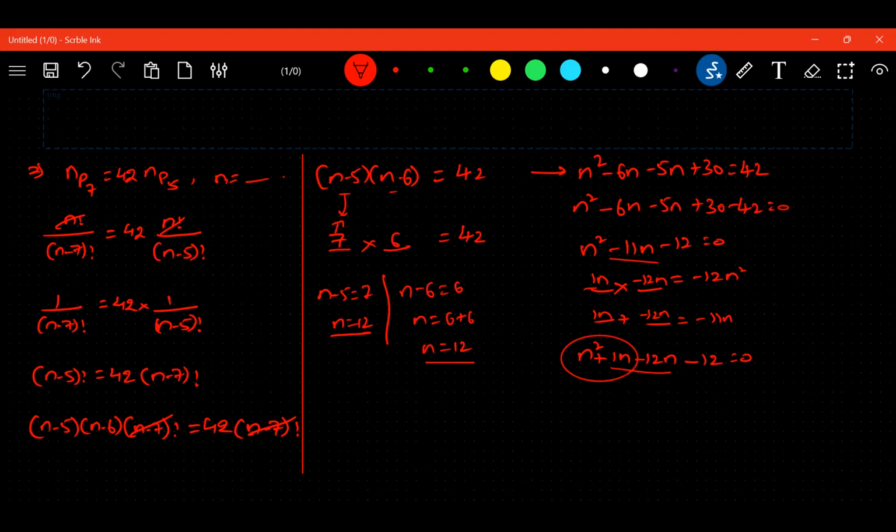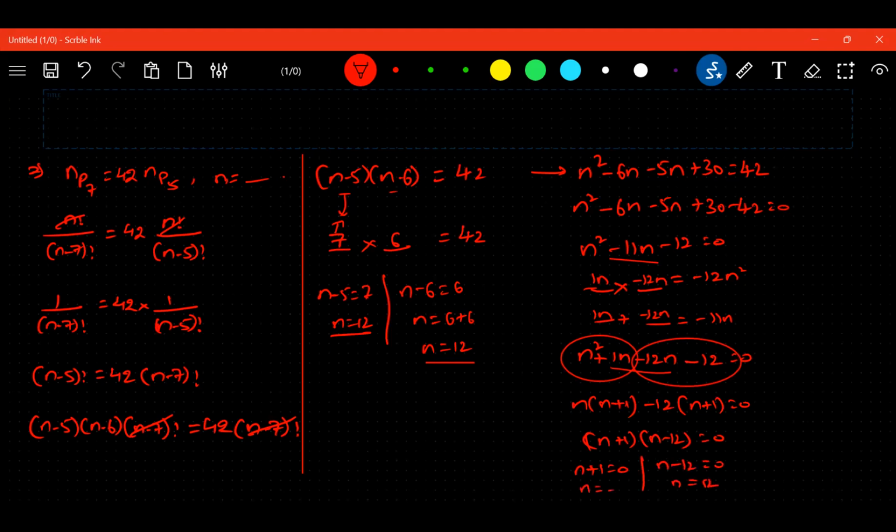Now take the first two, what will you get? n into n plus 1. Take the next two, what will you get? Minus 12 if I take common, what will you get? n plus 1. So if I take n plus 1 as common, n plus 1 into n minus 12 is equal to 0. So n plus 1 is equal to 0 or n minus 12 is equal to 0. So n is equal to 12, n is equal to minus 1.